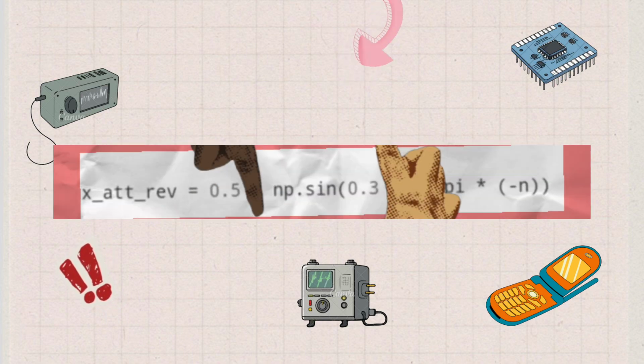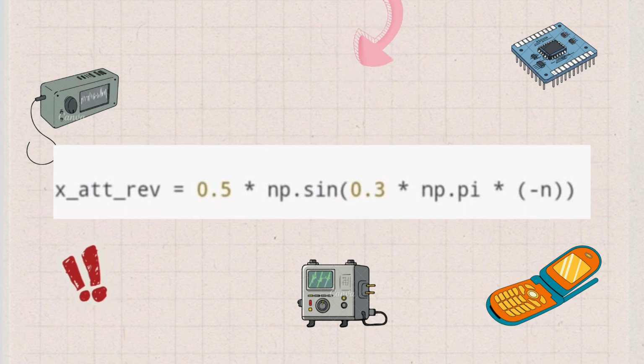B. Attenuated and time-reversed signal. Multiplying by 0.5 reduces the amplitude, creating an attenuated signal. The term -n reverses the time axis, effectively flipping the waveform horizontally. What was on the right now appears on the left. The result: the signal appears smaller in amplitude and mirrored around the vertical axis.